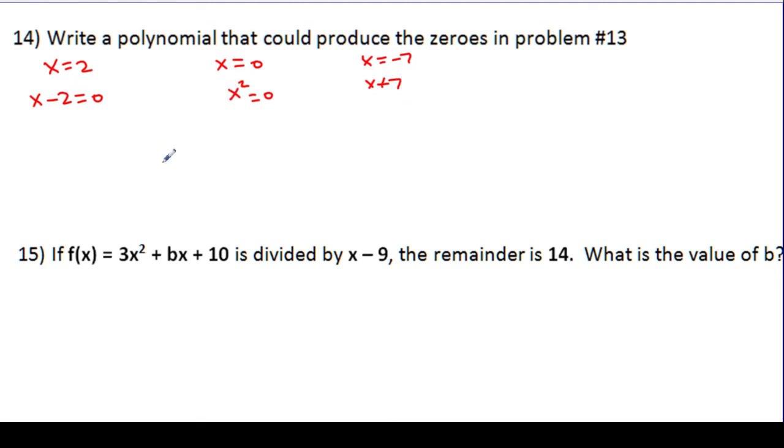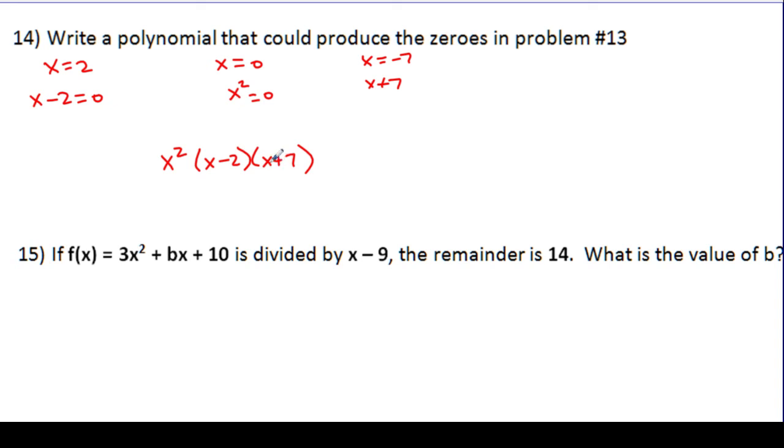So let's write those down. If I multiply together x squared times x minus 2 times x plus 7, that would be an expression that could give me this polynomial. We started with the zeros to get these factors, which means these factors will give us those zeros.